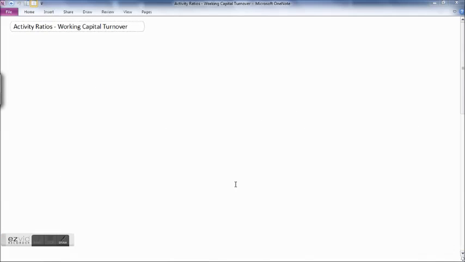We will be learning about what is a working capital turnover ratio. It is a form of an activity ratio. So what is an activity ratio? The activity ratios are also called turnover ratios or performance ratios. These ratios are employed to evaluate the efficiency with which the firm manages and utilizes its assets.